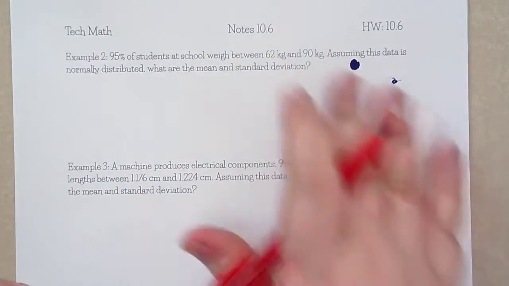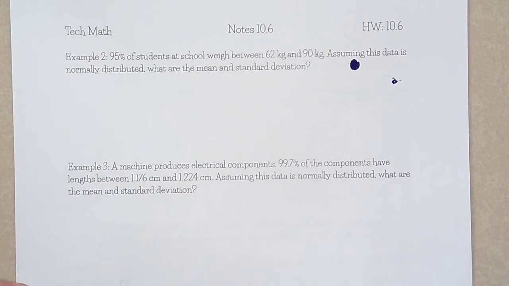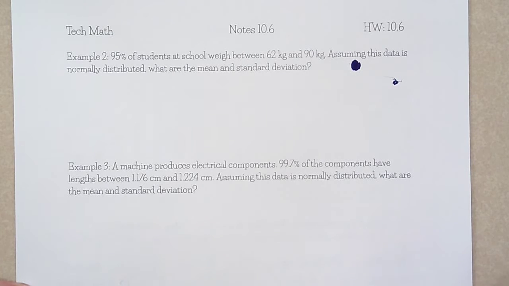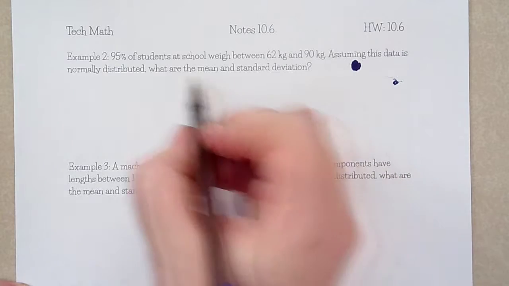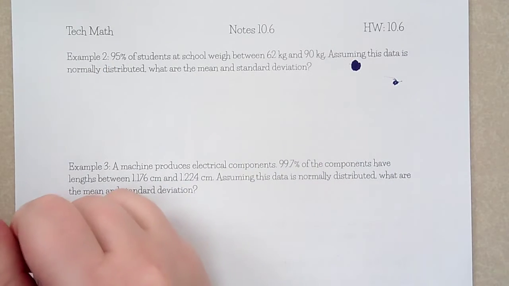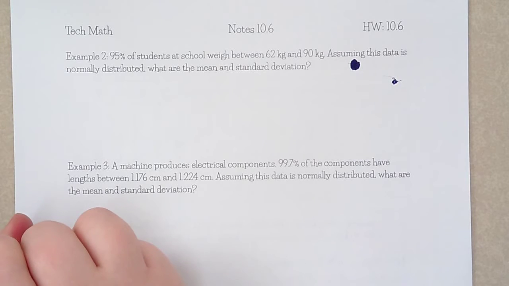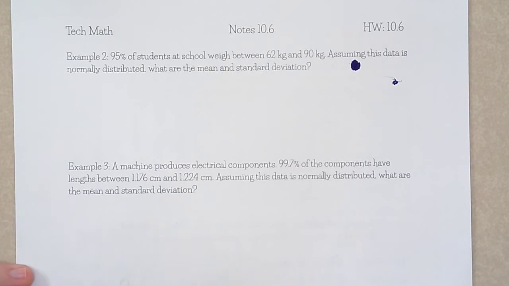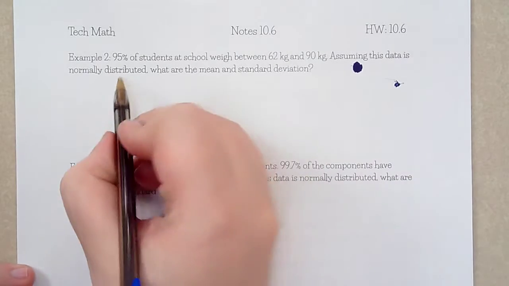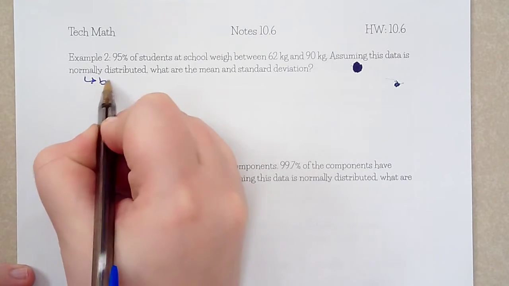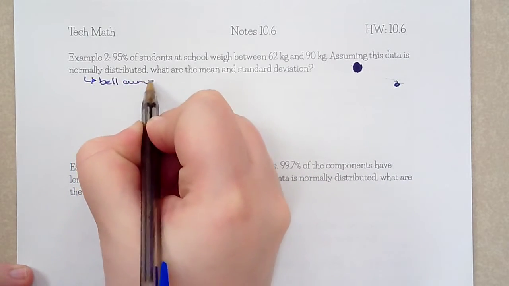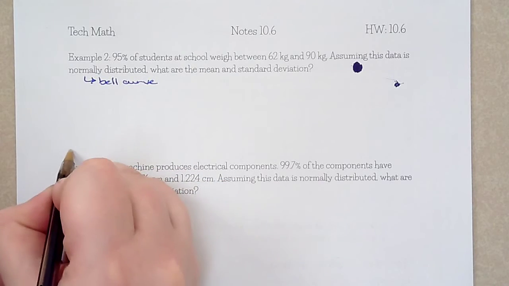Let's jump over to the back of the notes now, because we may not be given a picture. Ignore my ink blot here. We may just be given some information, and we may have to find out the mean and the standard deviation. So this says that 95% of students at school weigh between 62 kilograms and 90 kilograms. Assuming this data is normally distributed, that's very important. That tells us the bell curve is involved. What are the mean and standard deviation?